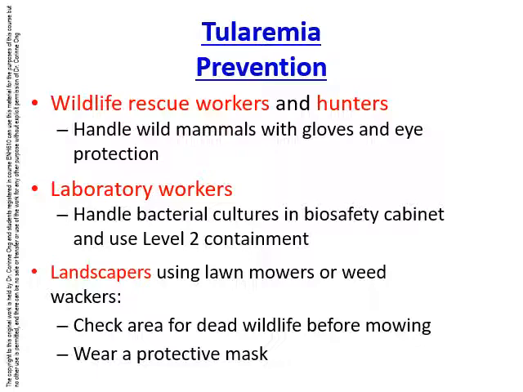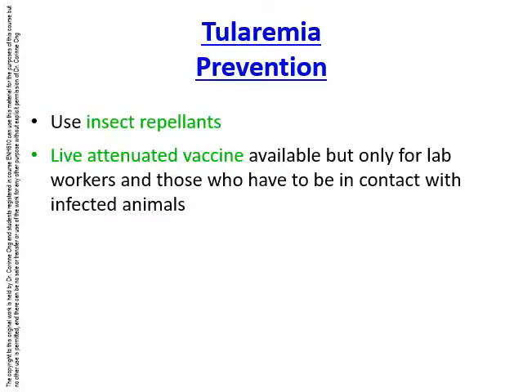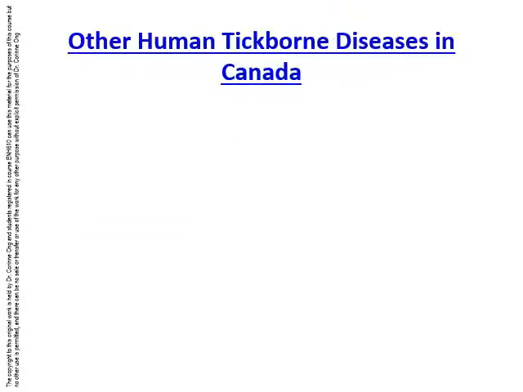Laboratory workers as well, if they're culturing the bacteria, should be handling the cultures in a biosafety cabinet and be using level 2 containment. Landscapers who are using lawnmowers or weed whackers should check the area for dead wildlife before they start mowing, and they should also wear a protective mask. Insect repellents should also be used. There is a live attenuated vaccine, but only for lab workers and those who have to be in contact with infected animals. It's not for the general public.